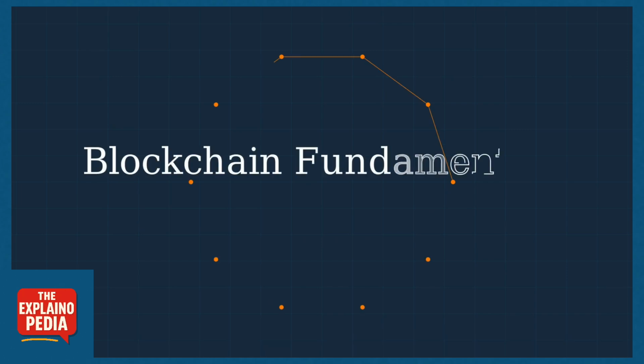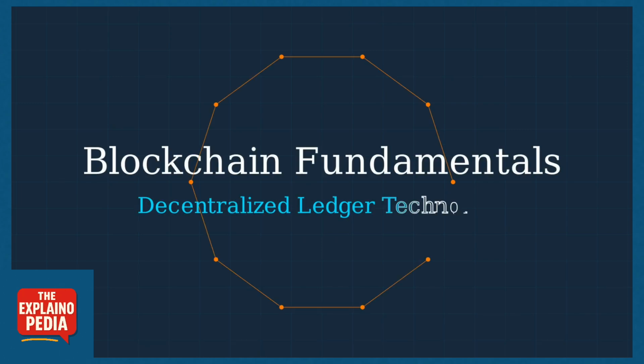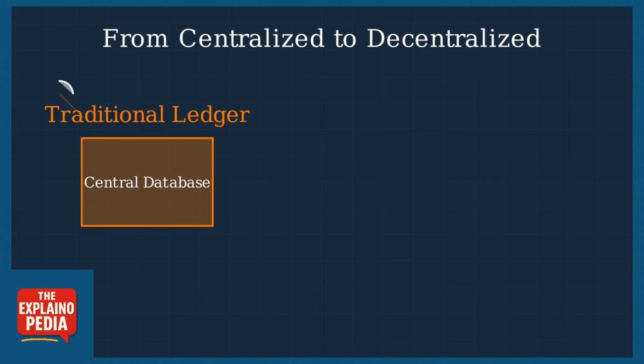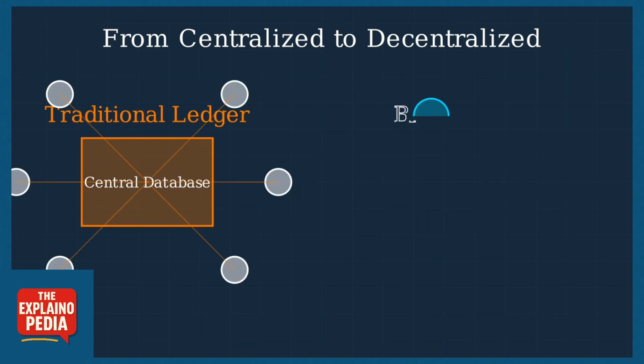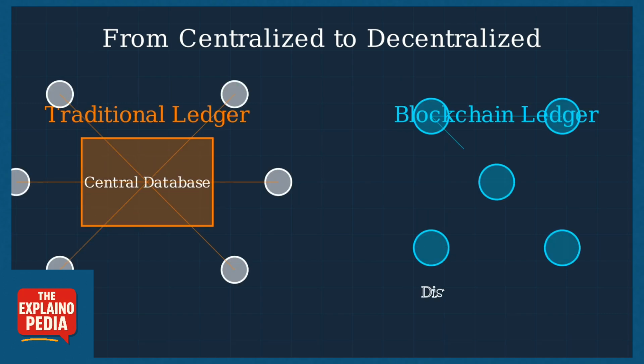Blockchain technology represents one of the most significant innovations in digital record keeping and transaction systems. In a traditional system, all data is stored in a central database controlled by a single authority. Blockchain, however, distributes this data across multiple computers in a network with no single point of control.